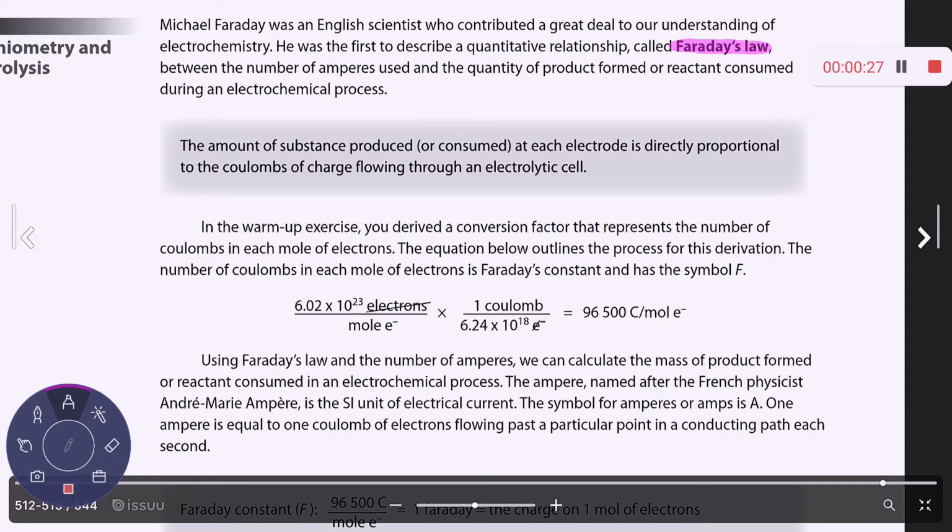Michael Faraday has his own law. It's called Faraday's Law. It shows you the relationship between amps used and the quantity of product formed or reactant consumed during an electrochemical process. So the amount of substance produced or consumed at an electrode is directly related to the coulombs of charge flowing through an electrolytic cell.